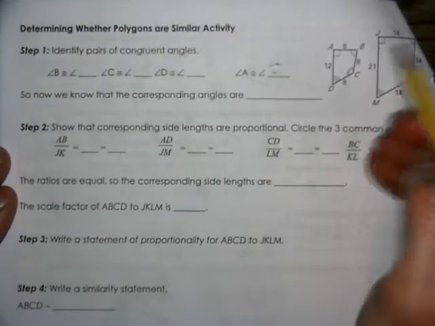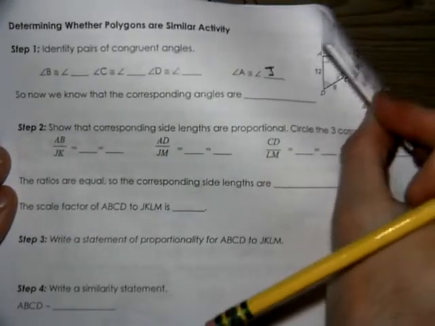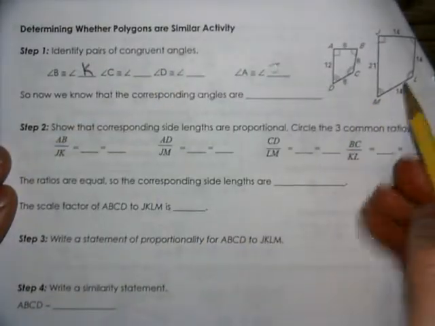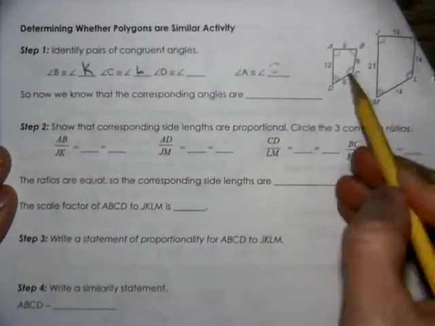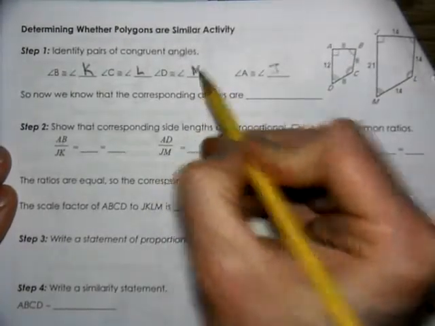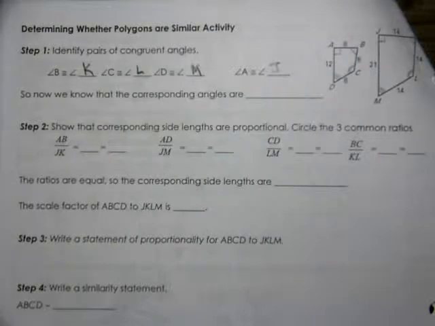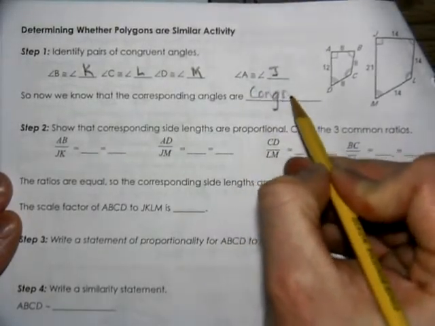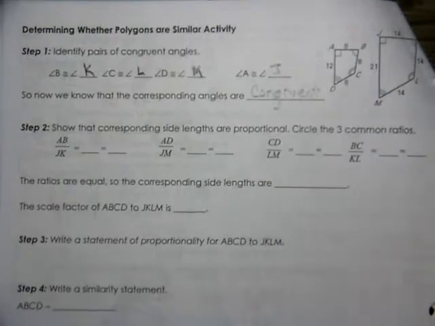Angle B has one tick mark, and so does angle K. Angle C and angle L have the same number of tick marks, which is 2 of them. And then D and M have the same number of tick marks. So that indicates that the corresponding angles are congruent. That was requirement number 1.